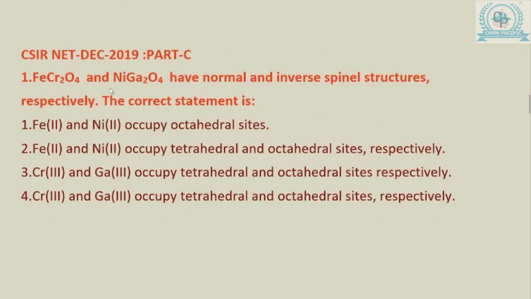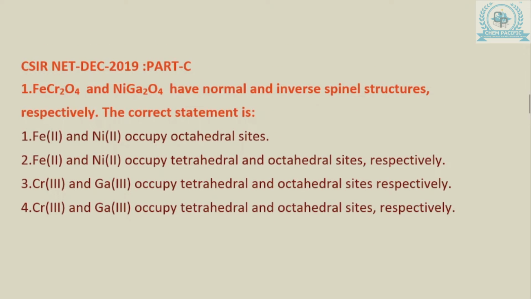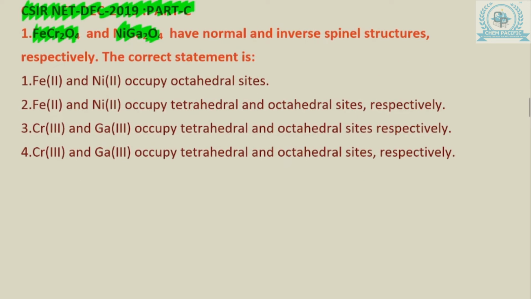Okay, so we understood this. Now look carefully, a question was given here. This is CSIR-NET December 2019, Part C question. They have given you two spinels, and they have informed you that FeCr2O4 is the normal one and the other is the inverse. So they have informed you that this is normal.